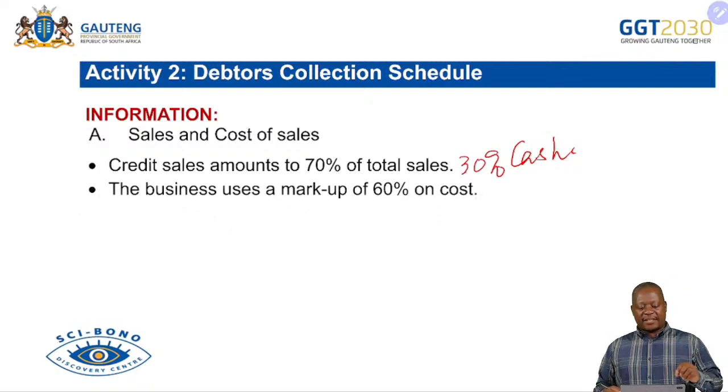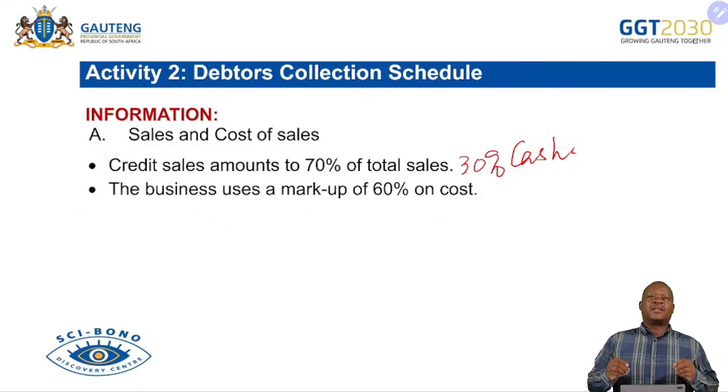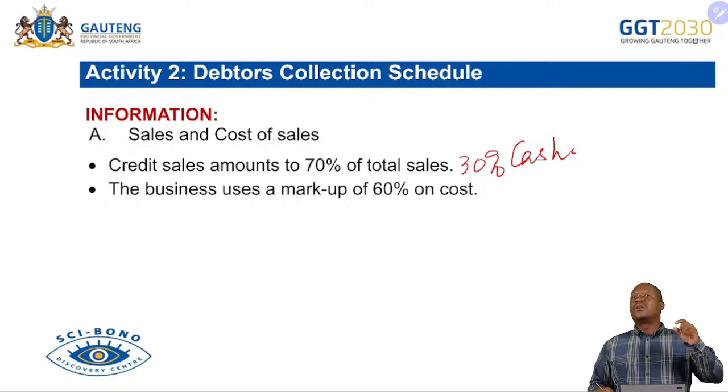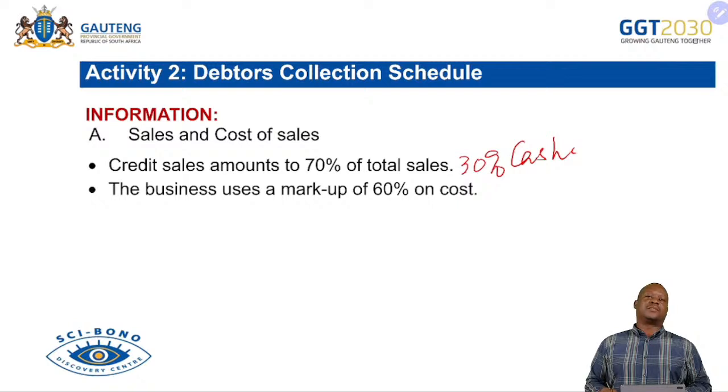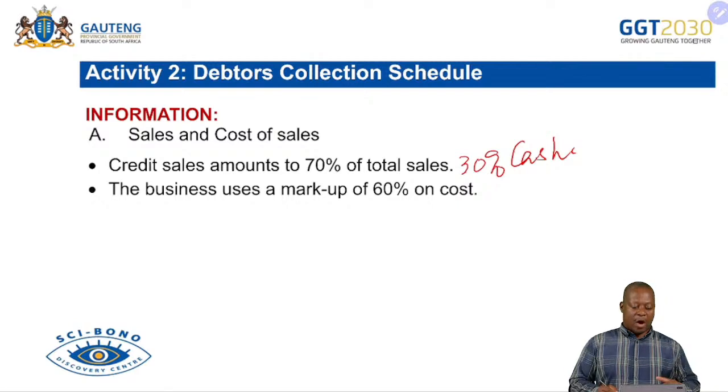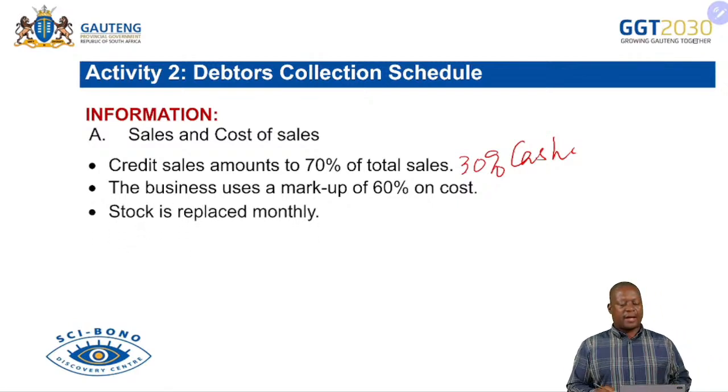Now, the business uses a markup of 60% on cost. Remember what I said. When dealing with this topic, the assumption is cost of sales equals purchases. And remember, we use markup to calculate what? Cost of sales. Which means we are still going to use the same markup to calculate our purchases. Very important.